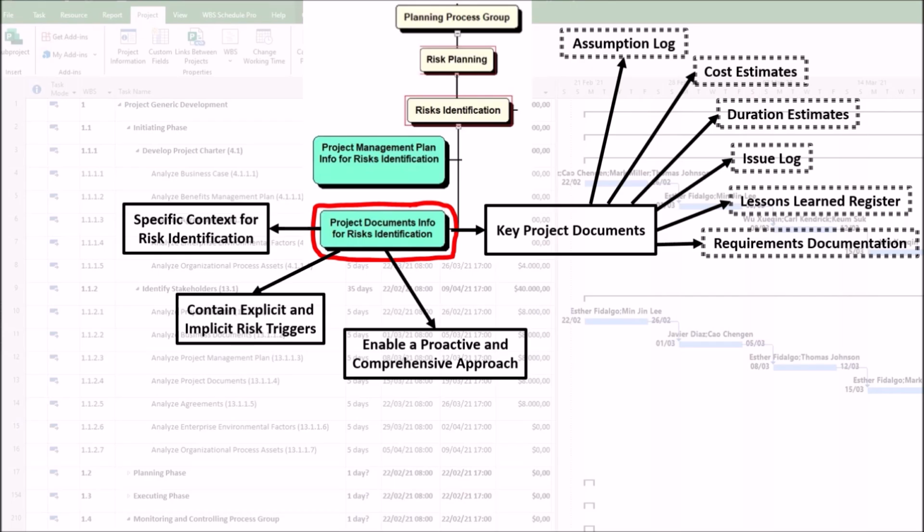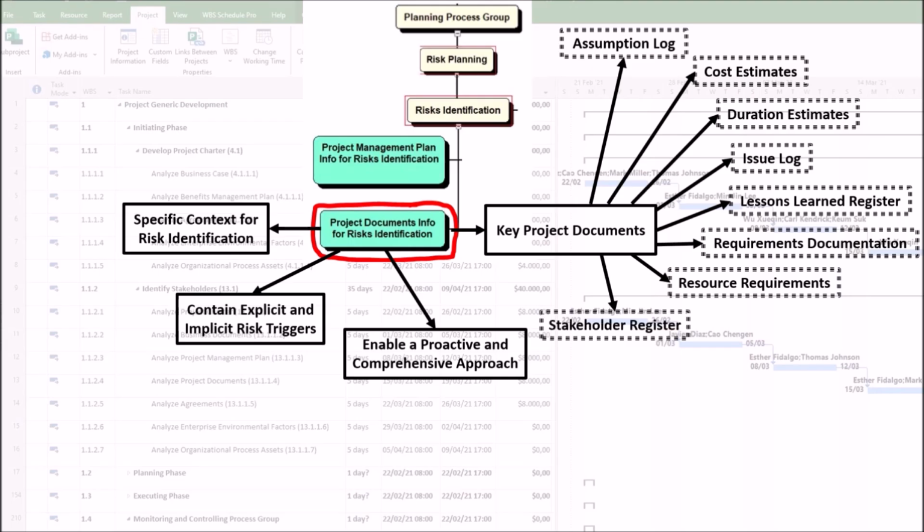Ambiguous, conflicting, or highly complex requirements are a major source of scope, technical, and stakeholder risks. Seventh, resource requirements. Risks related to availability, allocation, skill gaps, and cost of people, equipment, and materials. 8. Stakeholder register. Identifies risks related to stakeholder attitudes, influence, and communication needs. A resistant stakeholder is a risk.